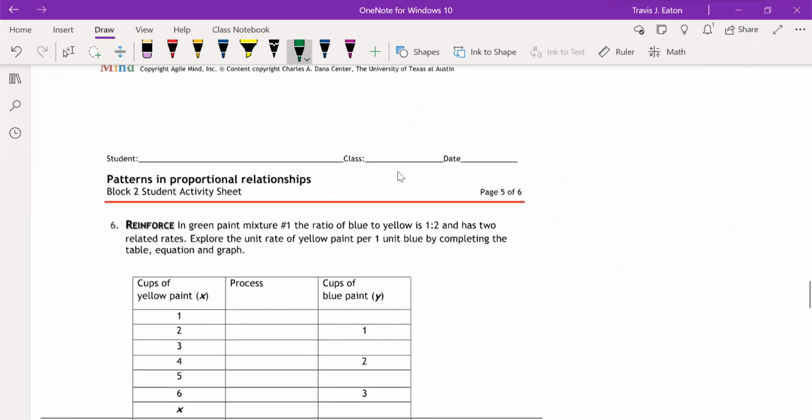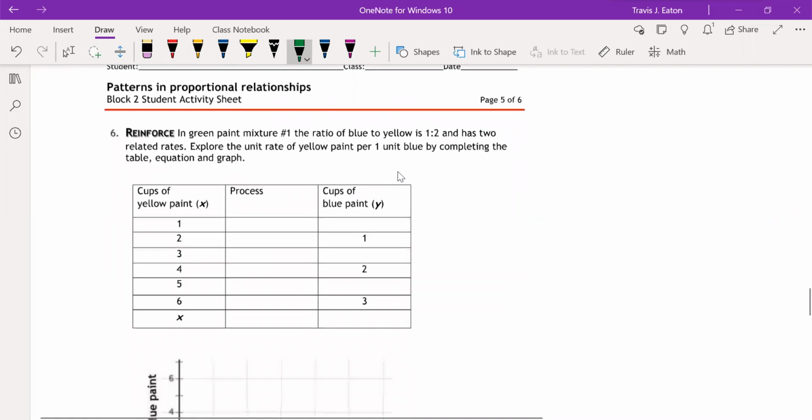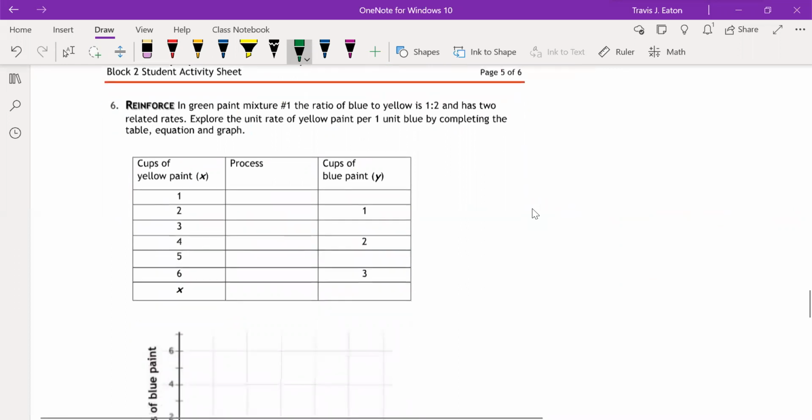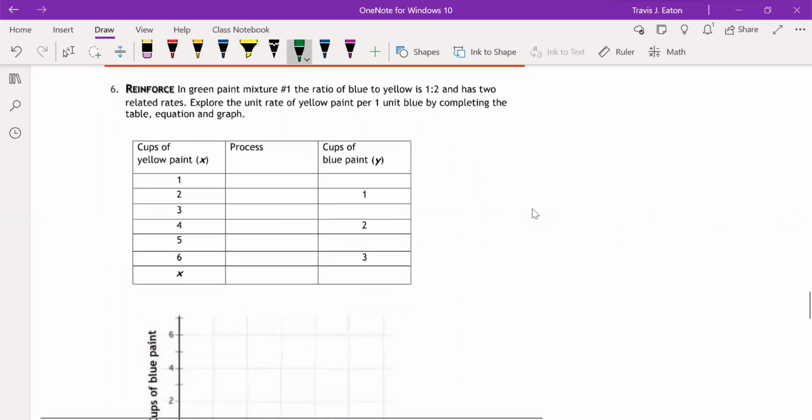All right, well, let's take a look at number 6 here then. In green paint mixture number 1, the ratio of blue to yellow is 1 to 2 and has 2 related rates. Explore the unit rate of yellow paint per 1 unit of blue by completing the table, equation, and graph. All right, so we're gonna walk through this. Now, here's how we go.